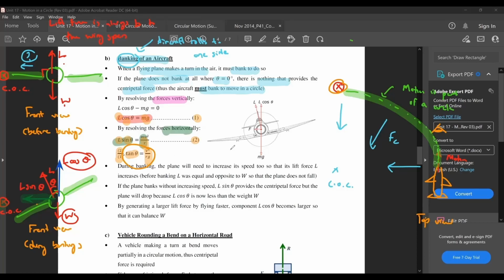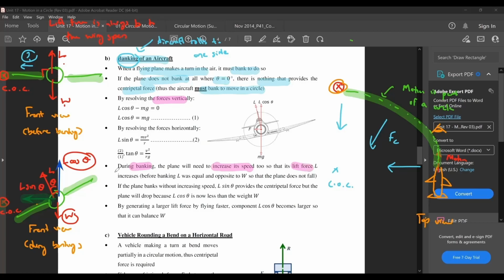Okay, so same thing as before. No need to remember this, but please be aware how to analyze the forces and how to derive some other resulting expression. This is the more important one. Okay, so this is banking of an aircraft. And then another thing I should probably mention to you is this. Now, when an aircraft is banking, your aircraft actually needs to increase its speed.